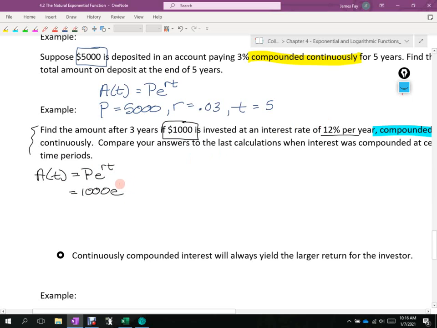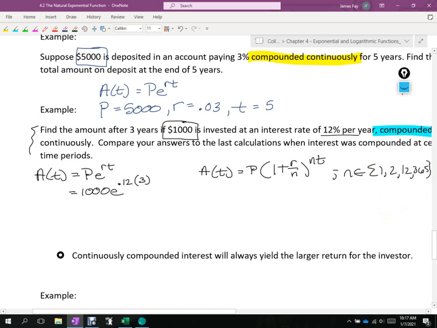The interest rate is 12%, and the time period is going to be 3 years, okay? And basically what they're asking here at the end of this question is just compare your answers to the last calculation of the interest compounded at certain time periods. It's comparing what you were getting when you used this formula when n was maybe 1, 12, 365, that kind of thing. Does that kind of make sense?